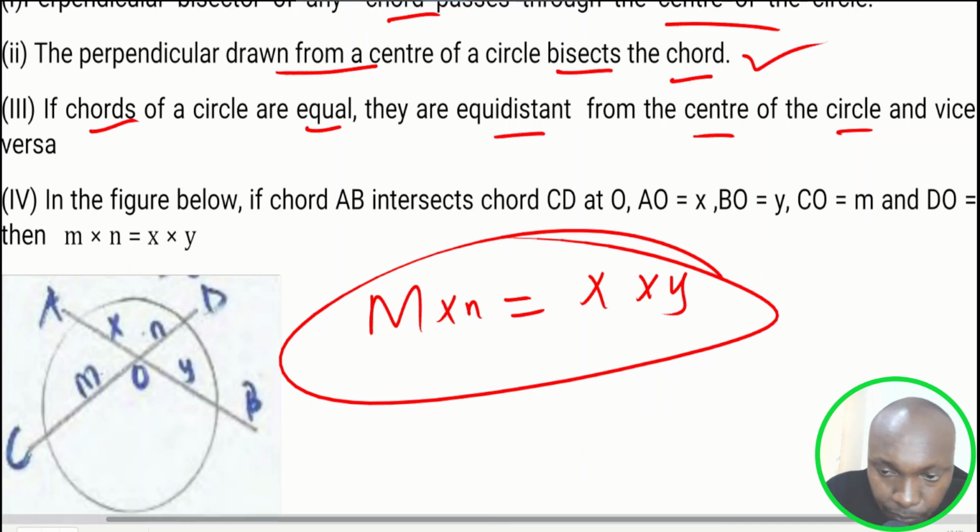So this is a very important property, and we use it even when you're solving some of the questions that involve properties of chords. So that is all. Now we can be able to solve questions on loci easily, since we've gone through the definition of the locus and also the common types of loci.